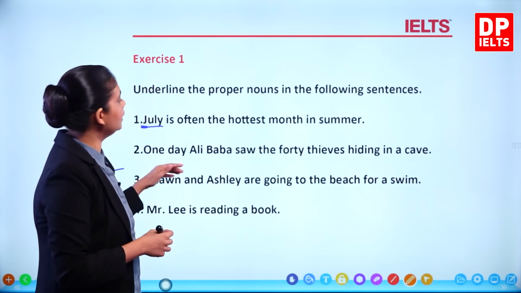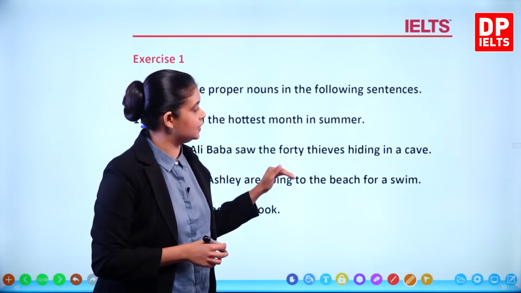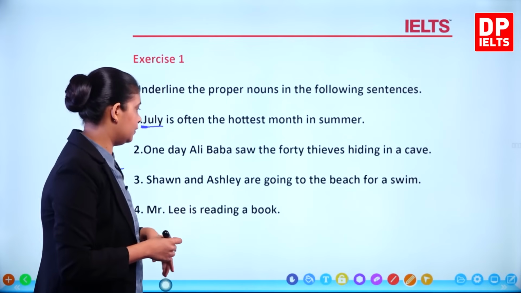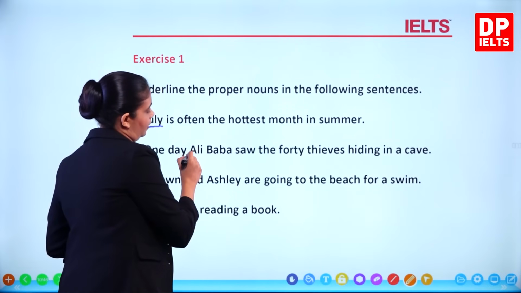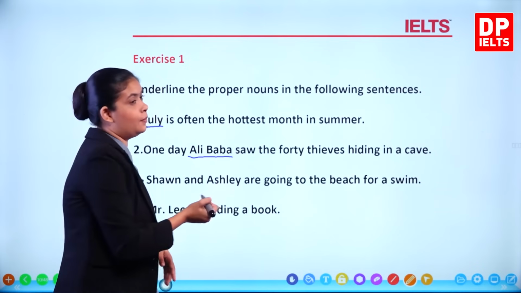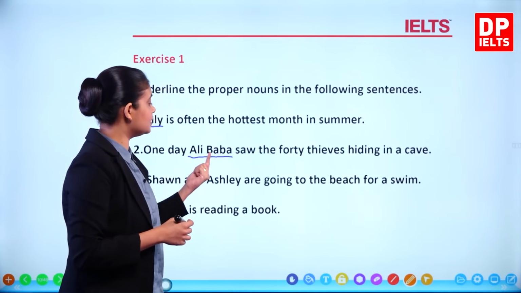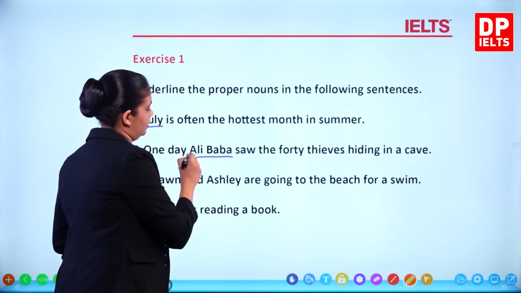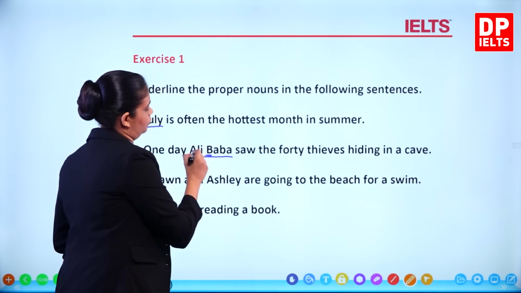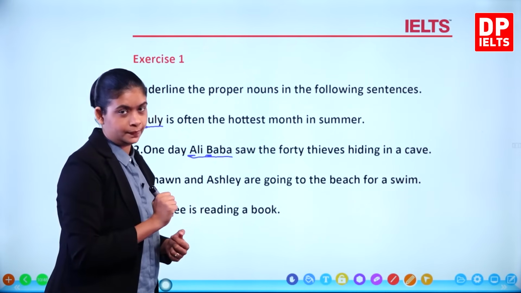One day Alibaba saw the 40 thieves hiding in a cave. Now, Alibaba is the name of a person. Therefore, it starts with a capital letter and that is going to be a proper noun.